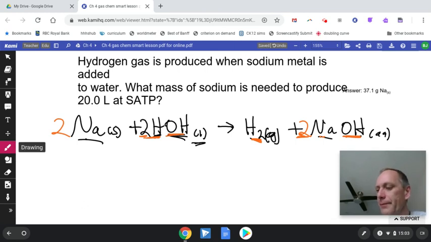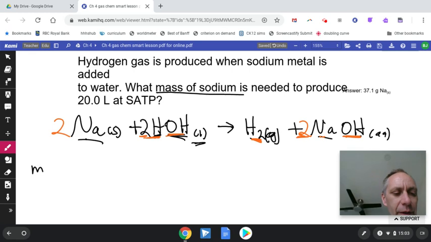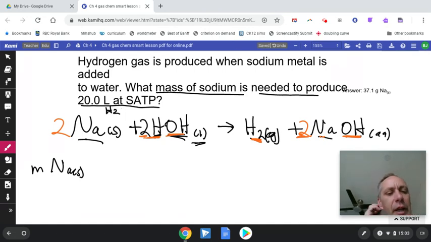That one was tricky. Now that I have a balanced equation, the gas stoich is pretty easy. What mass of sodium, so I'm just going to write mass of Na, is needed to produce 20 liters of hydrogen at SATP. As soon as I see SATP, I should write down my molar volume, 24.8 liters per mole for every gas, including hydrogen. All right, so we are looking for mass of sodium.